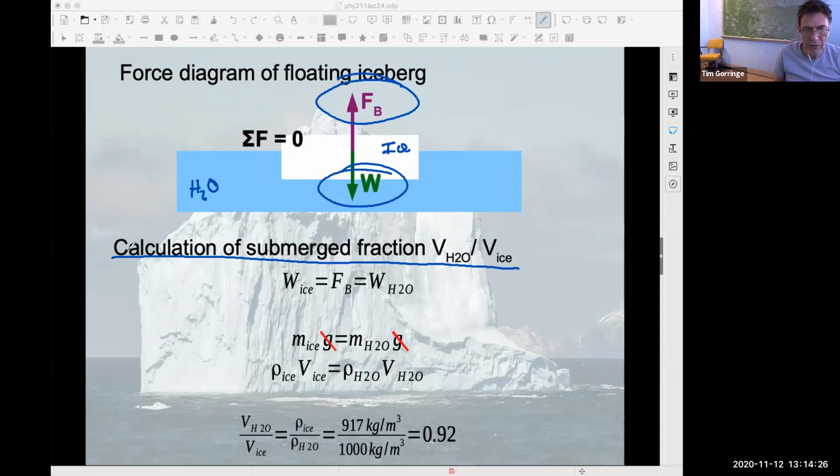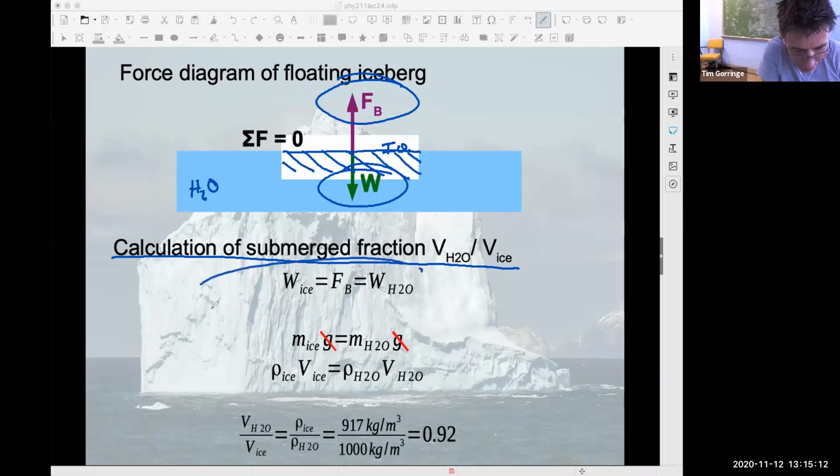Now, when I calculate the fraction of ice submerged, what I'm calculating is the ratio of the volume of water that got displaced. That's this region of water here, that got pushed out of the way, pushed to the left and the right and the front and the back as the ice dropped in that hole. We're going to calculate that volume divided by the entire volume of ice. So that ratio of those two volumes is a fraction. It's just a number, and it says the fraction of ice that's underwater. And that's what we want to calculate.